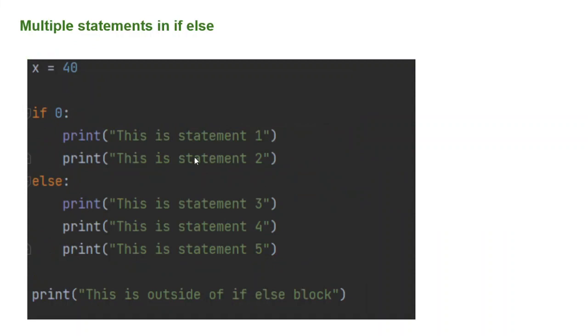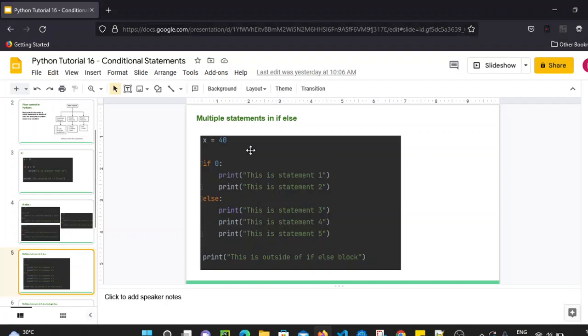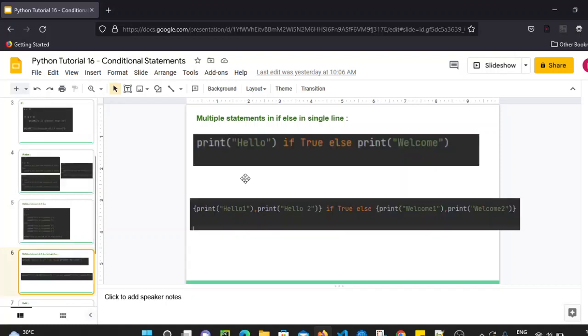We have also seen multiple statements in if else. So if you want to print multiple statements in if else, then we can use this type of code structure, right? So if the condition becomes true, then it will execute all the statements mentioned in that code block, and if it is false, then it will execute all the code mentioned in the else block. Similarly, we have seen how we can execute multiple statements within a single line as well.